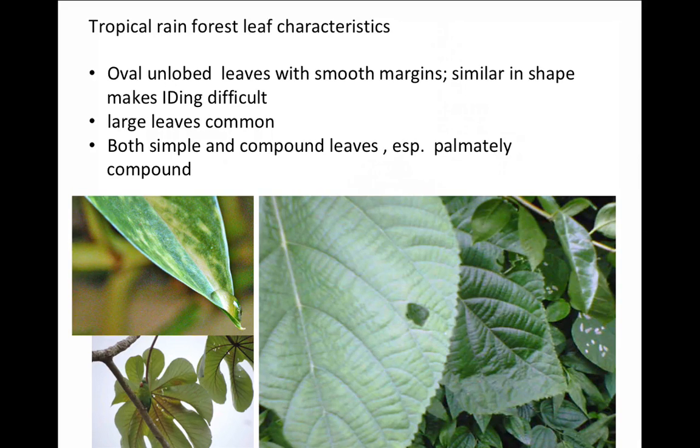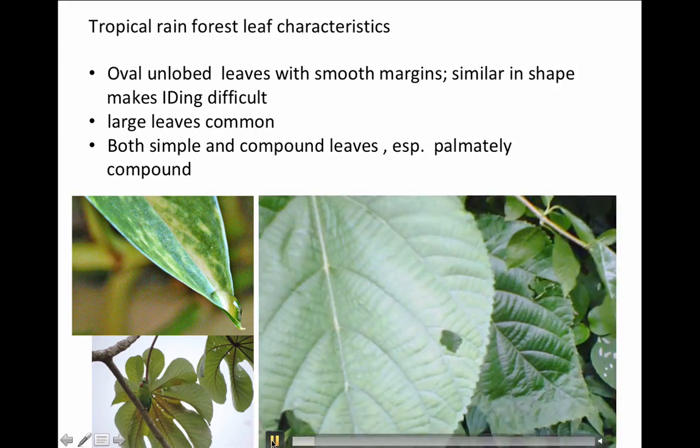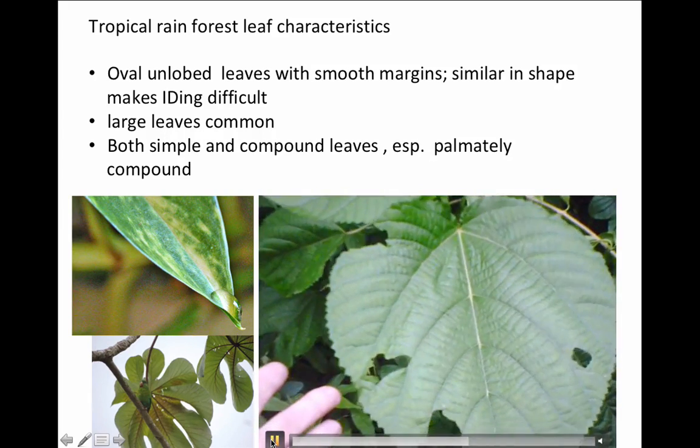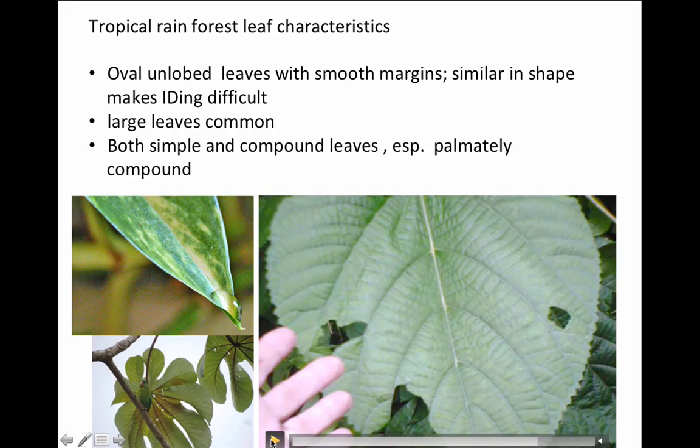So it's dynamic. So let's talk about the leaves in the tropical rainforest. A very distinctive look to them. Often they're oval and unlobed and have smooth margins, like you see here, which makes it tough for those trying to ID it because it's a very common form. Being large is another characteristic. And you find both simple and compound leaves.